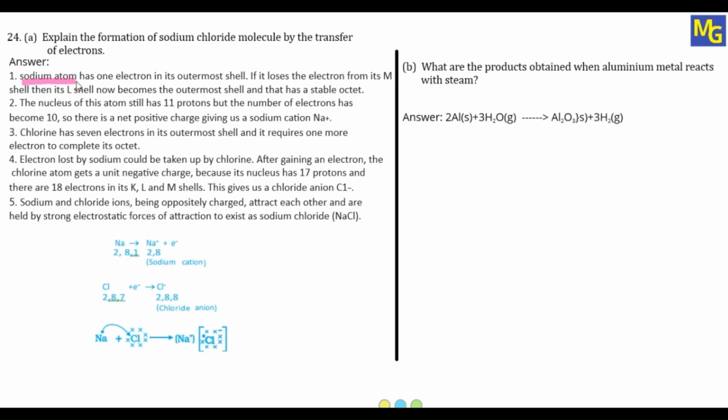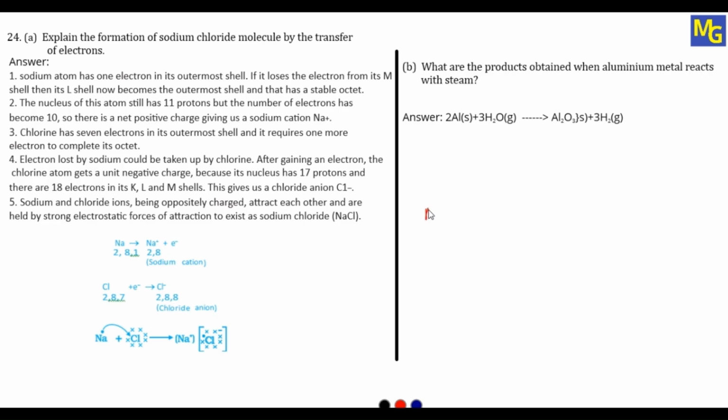First point, sodium atom has one electron in its outermost shell. So if you see the diagram, sodium atomic number is 11. It will be distributed like K shell 2, L shell 8 and M shell will have one electron. So therefore the outermost shell will be M, so it has only one electron. If it loses the electron from its M shell, then its L shell now becomes the outermost shell and that has a stable octet. Very important.